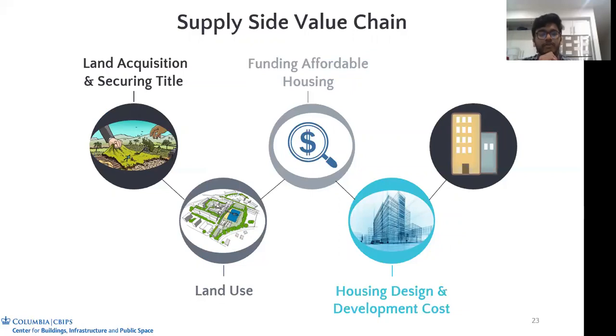After we acquire the land, we have to look at the land use and the zoning regulations. With cities as big as New York, urban land cover is growing more quickly than urban population. So proper zoning of affordable housing and multi-family housing is very important to provide developments for low-income households.